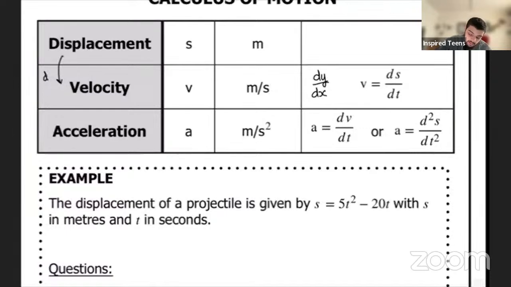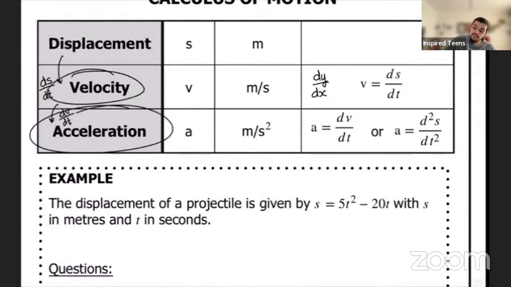So we can say, derive displacement, which is s, in terms of time. If you derive displacement in terms of time, you get velocity. Then if you derive velocity in terms of time, you get acceleration.